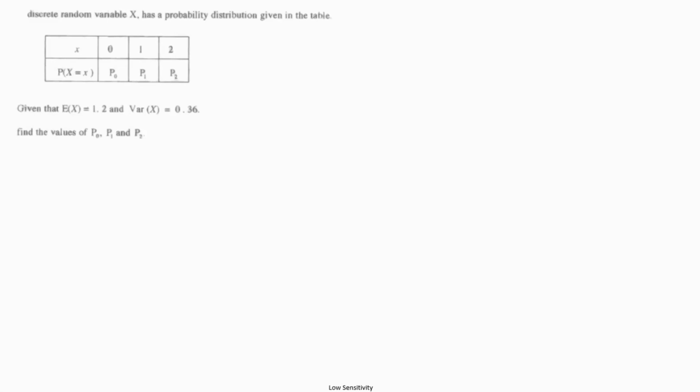So let's dive into this question. A discrete random variable x has a probability distribution given in the table. So we have x taking the values 0, 1, and 2, and the corresponding probabilities are P0, P1, and P2. We're also given that the expectation of x, the first moment, is equal to 1.2. The variance is equal to 0.36. Using this information, can we find P0, P1, and P2?